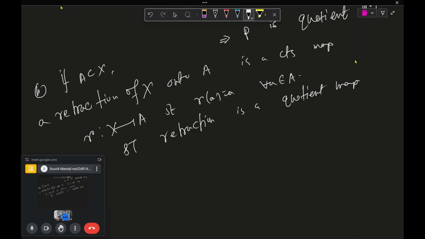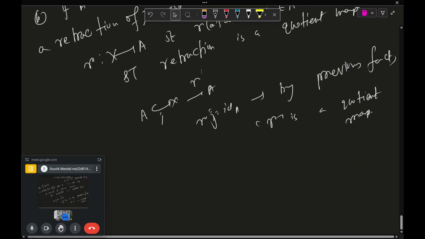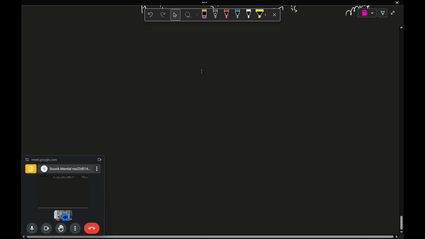So using the above, how to show a retraction is a quotient map? Since a retraction is a map from X to A, r, and r composed with the inclusion is the identity of A, then by the previous fact, little r is a quotient map. So this is the argument. Now let's try to solve something based on intuition.